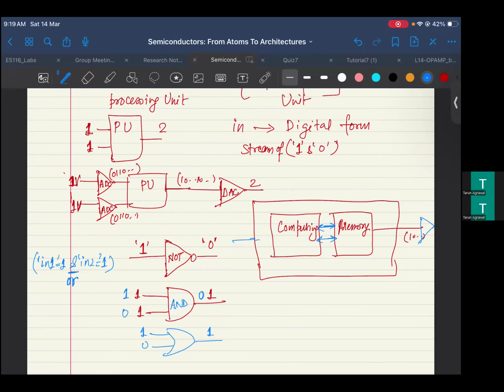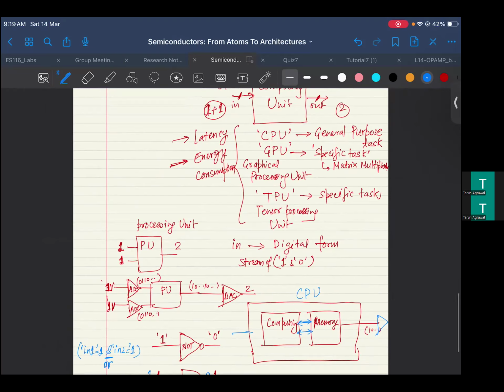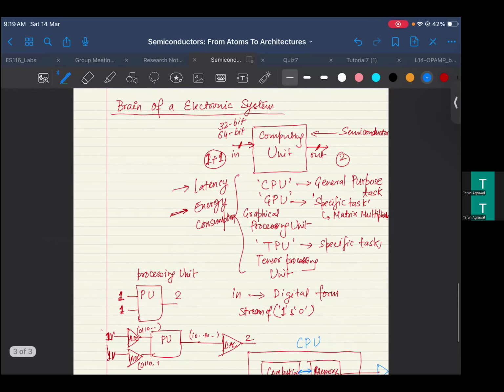If you see, that is how typically a CPU is designed, right? What is inside this, how it looks like, we are going to see in another video. But this, I think, gives you an idea of these processing units, where the brain of this is happening.